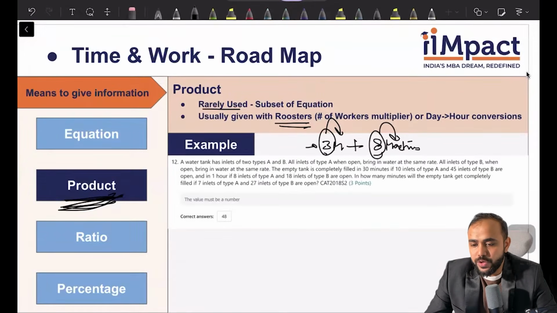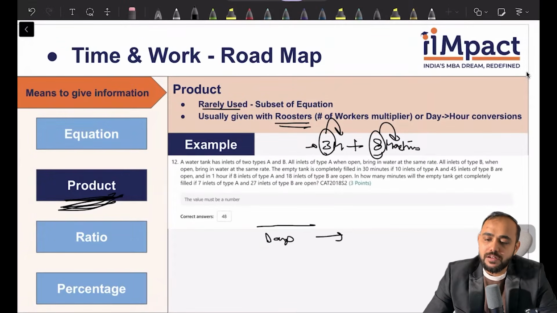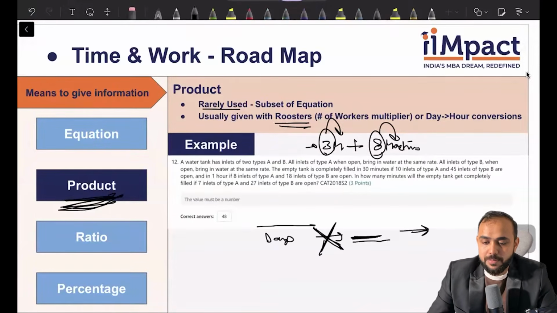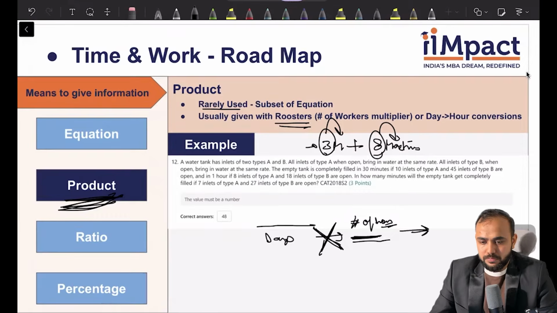Another sort of scenario here would be that they give you the time to completion in days, but they also give you how many hours they are working in the day, which means that the rate of work that you will use will depend upon the days into number of hours per day multiplier. So this seems trivial, I agree. But again, I've already said this is a subset of the equation format of giving information.